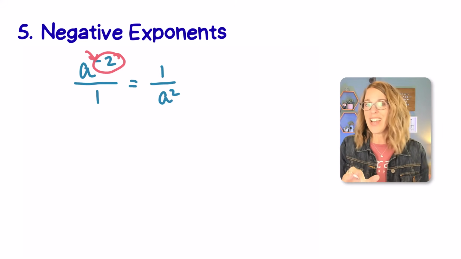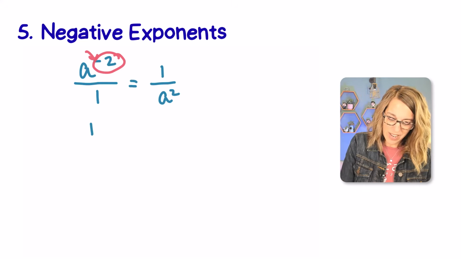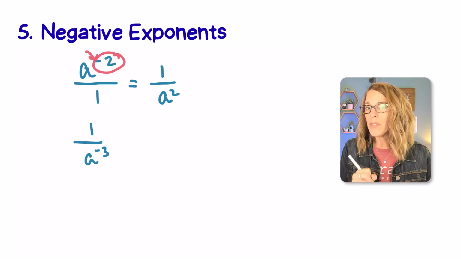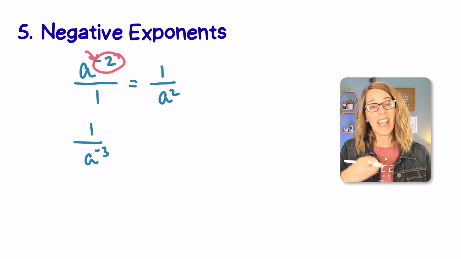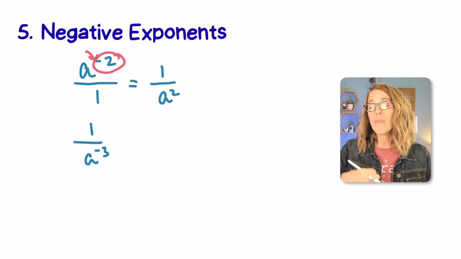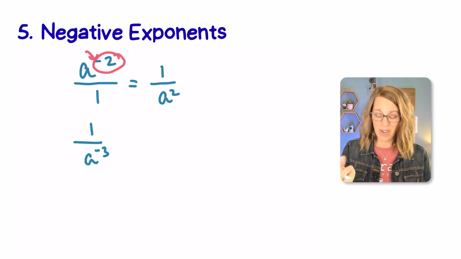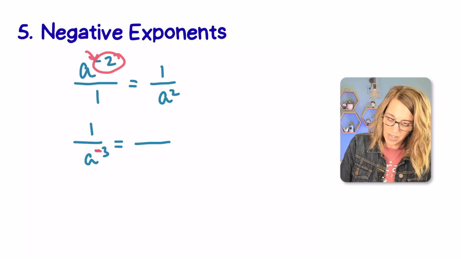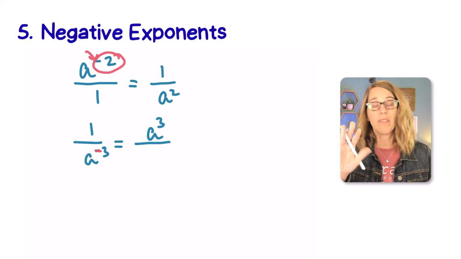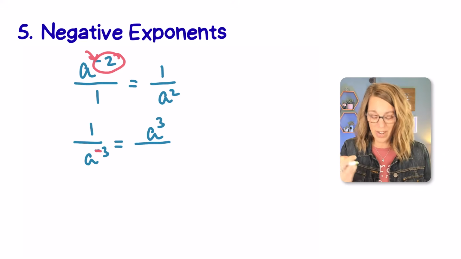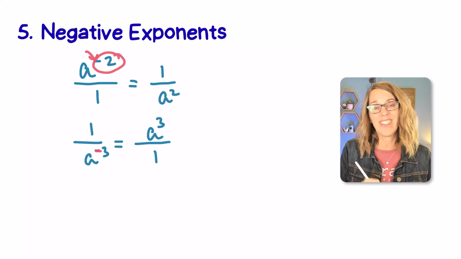But what does this look like if I had, say, 1 over a to the negative 3? That negative sign tells me that the a cubed is in the wrong spot in my fraction. So I want to move it from my denominator up to my numerator. So applying that negative sign, I'm going to rewrite this fraction, and I'm going to move the a cubed. I've applied the negative for the power. So now I've got a positive power 3 in the numerator and a 1 in the denominator.